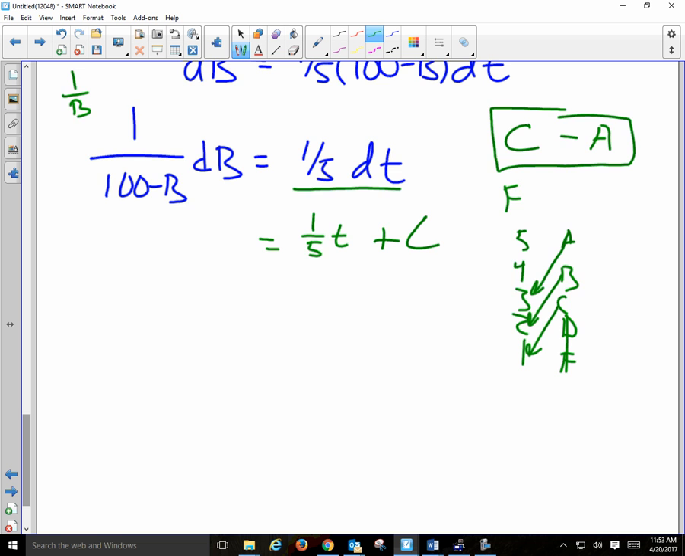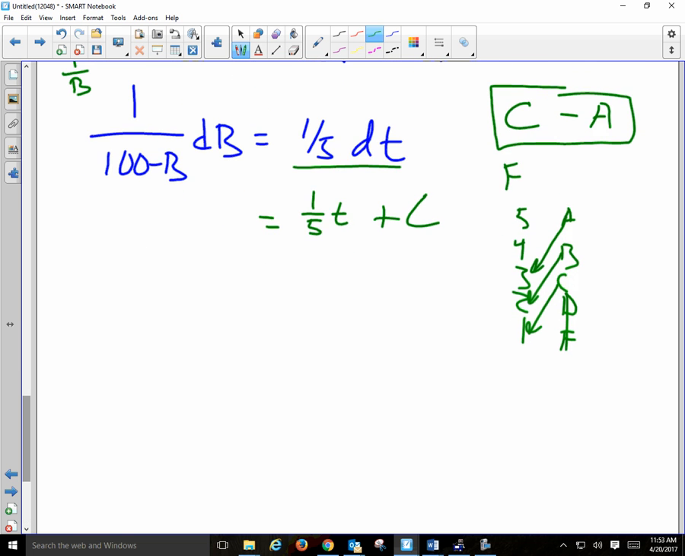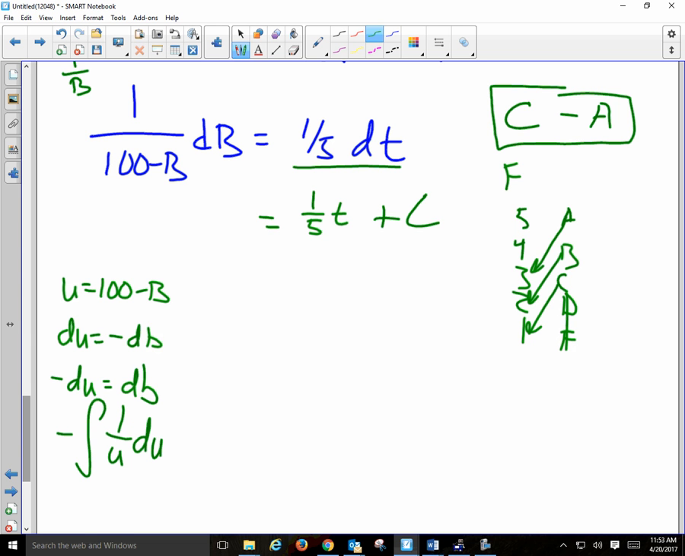So we're going to have to use some substitution here. The substitution will be as follows. u is equal to 100 minus b. So du is equal to negative db, right? So I'm going to multiply by a negative. Negative du is equal to db. Now I can make my substitution. My substitution is negative integral of 1/u du. What's the antiderivative of 1/u? Natural log of u. So I have negative natural log of 100 minus b.